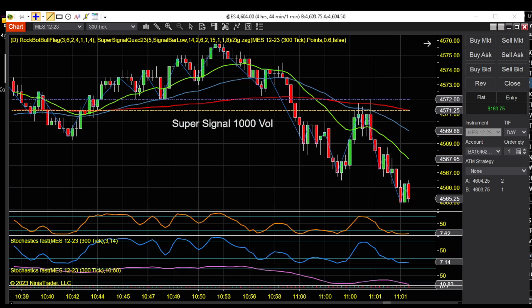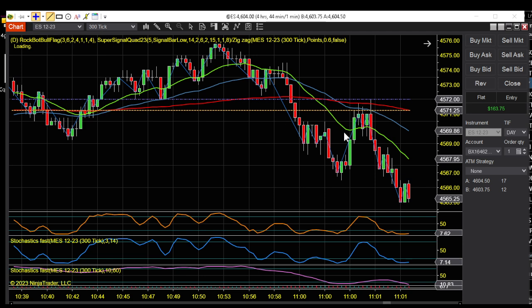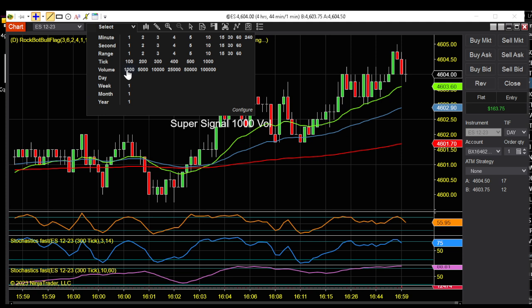Let's see, that's the 300 tick. We did the 1,000 volume. That's on the MES. Now the ES will actually give you different setups because of the volume, or the tick. It's going to have different ticks and different volumes. It's going to give us different candles altogether. So you have different setups altogether.